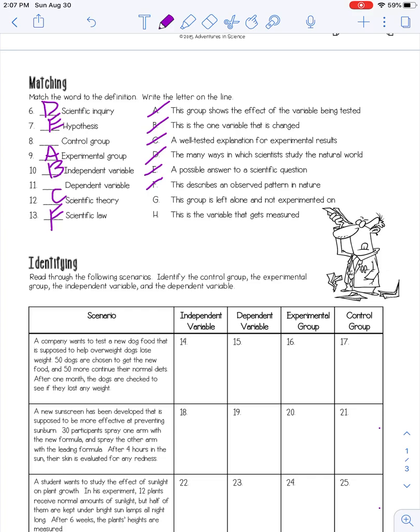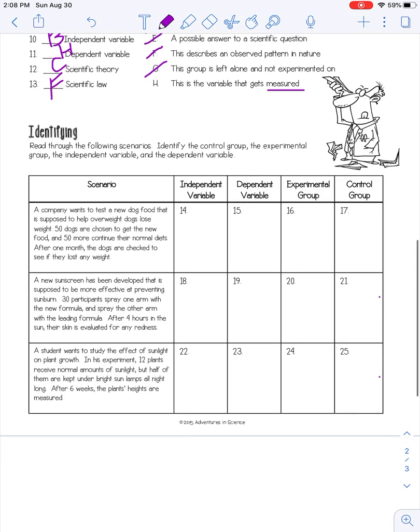This group is left alone and not experimented on. So that is going to be your control group. That's the one that you are going to compare everything to. This is the variable that gets measured. That is your dependent variable. So how are you going to measure it? All right. So make sure that you get all of your vocab words for this particular reading updated. Okay? All right. Now we're going to apply that to a few scenarios here.